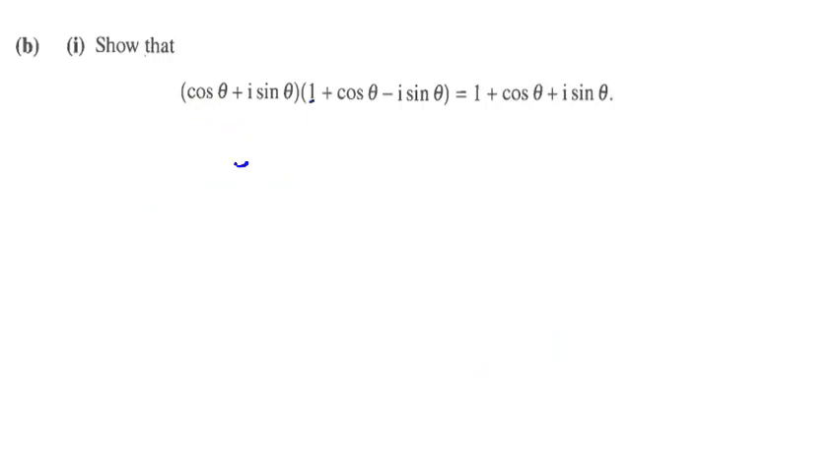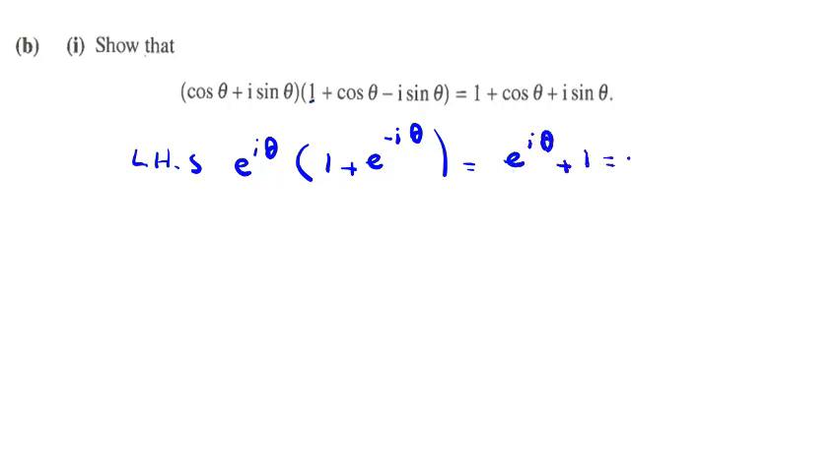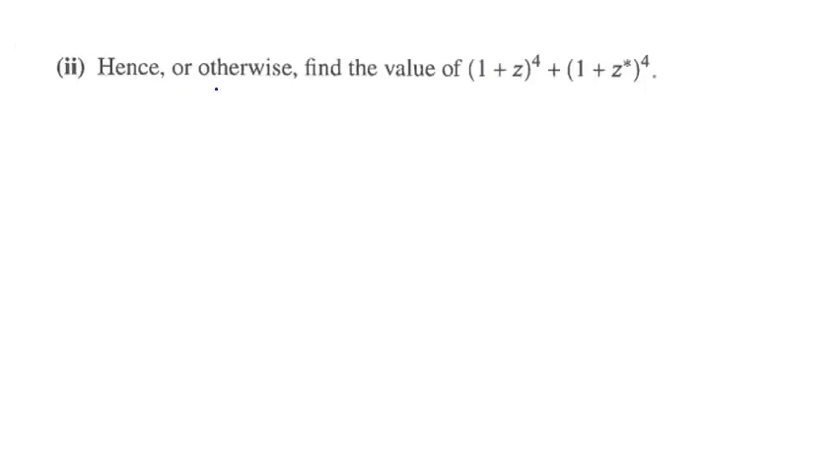Part B, again, we use the formula. We write it is e to the i theta times, you can say it is 1 plus e to the negative i theta. And it is the left hand side, so let's write the left hand side. If we multiply, it will be e to the i theta plus 1. e to the i theta is cos theta plus i sine theta plus 1, which is the right hand side, and we proved this part. Hence or otherwise find the value of 1 plus z to the power of 4 plus 1 plus conjugate of z to the power of 4.